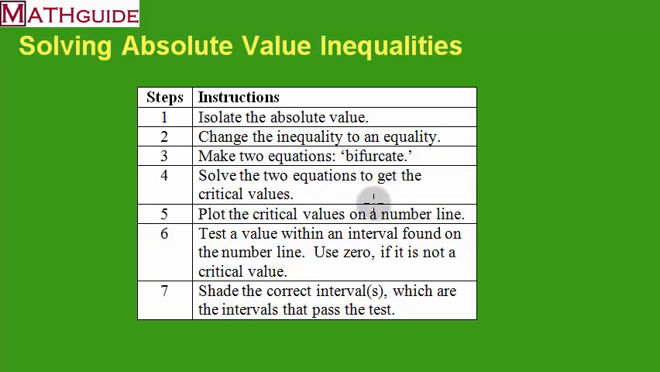We'll plot those critical values on a number line. Then we're going to test a value that isn't a critical value, and determine if that value is true or false within the original absolute value inequality. That'll tell us exactly where our solutions are on the number line. Once we get that graphical image of a number line, we're going to convert that into inequalities. So we've got a lot of steps to do. Let's take a look at our first example.